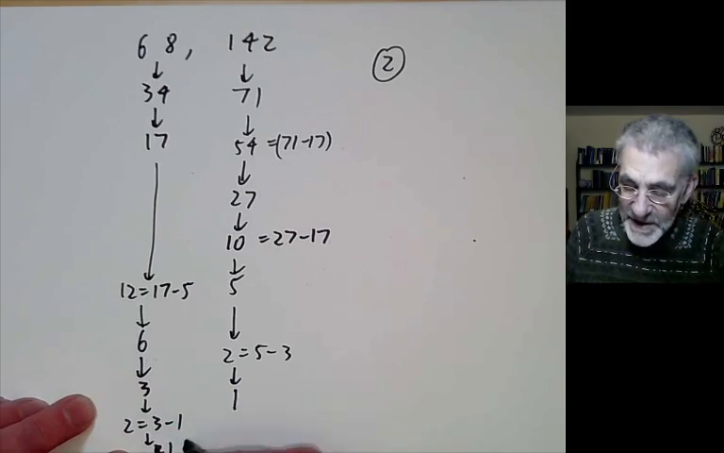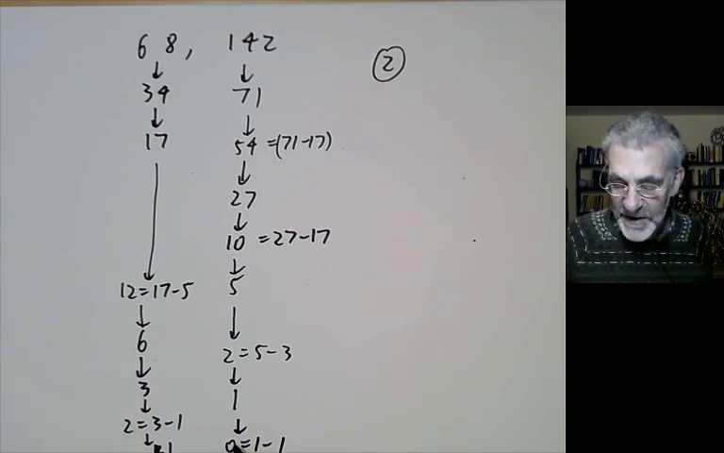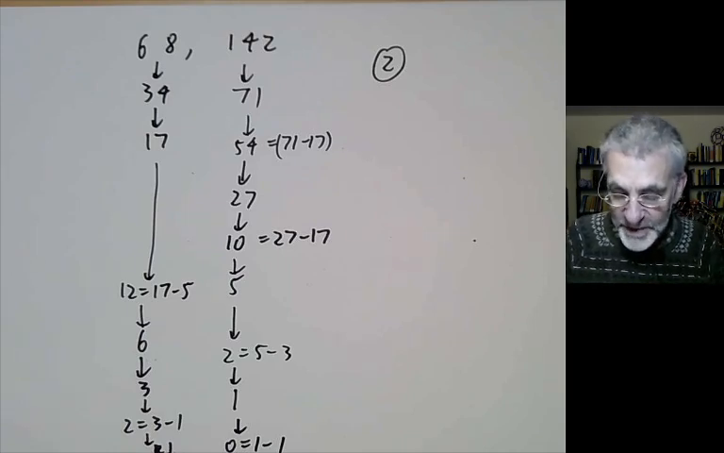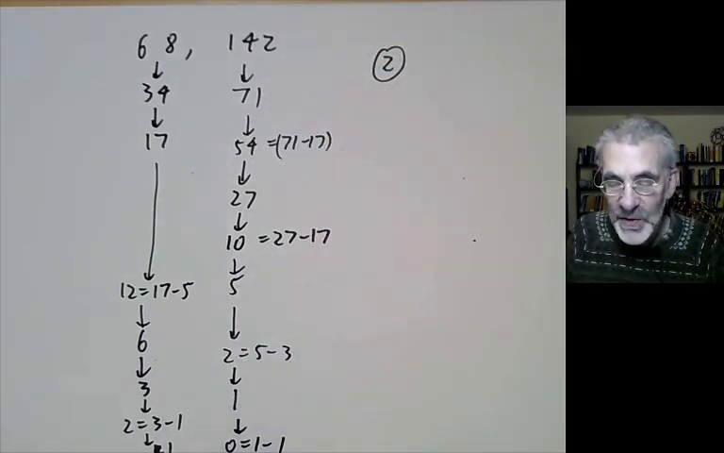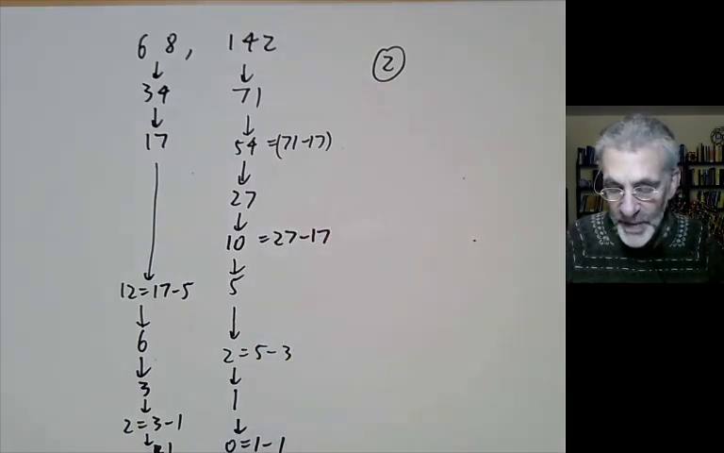And now I can subtract one of these from the other, so I get 0, which is equal to 1 minus 1. And I've finally got to 0, so I can stop, and I can see the greatest common divisor is equal to 1. So you see, it really is taking rather more steps than Euclid's algorithm, but these steps are much easier because I don't need to do division.